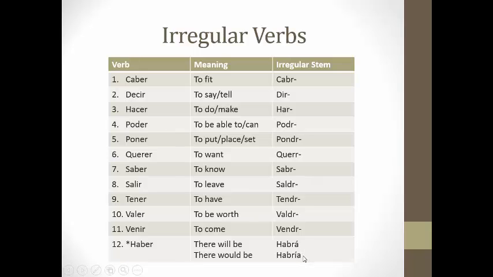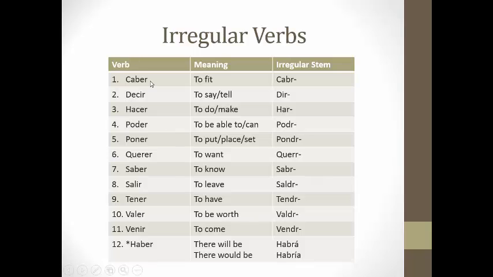So here, haber only has one form for the future tense and only one form for the conditional tense. So the word habrá means there will be, as in there will be a test on Friday. Habrá un examen el viernes. For the conditional tense, it would be habría. There would be. There would be a game, but it's raining. Habría un partido, pero llueve.